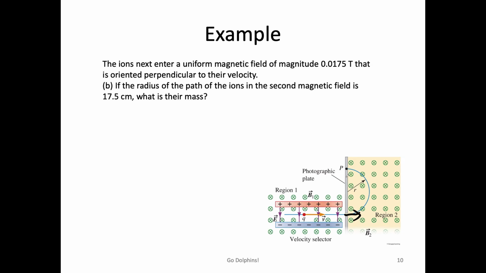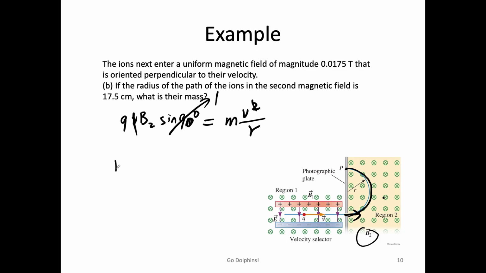And we measured this radius. We want to find out the mass. And I know what B2 is. So we have the magnetic force at region 2, qvB2 sin 90 degrees, which is the magnetic force in region B2, equals mv squared over r, and v is already solved from part A. V and v can cancel. Sin 90 degrees gives me 1. So m equals qB2r over v. Now I just need to plug in all the numbers.